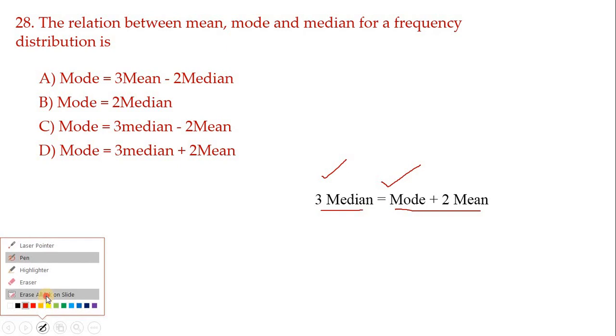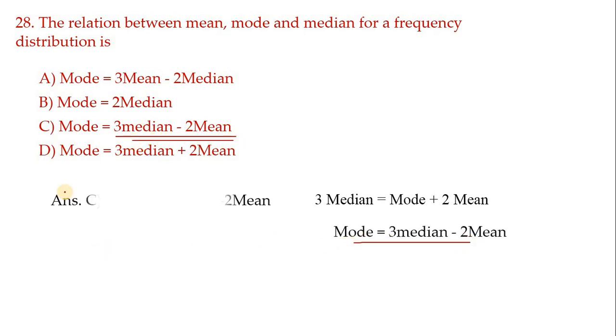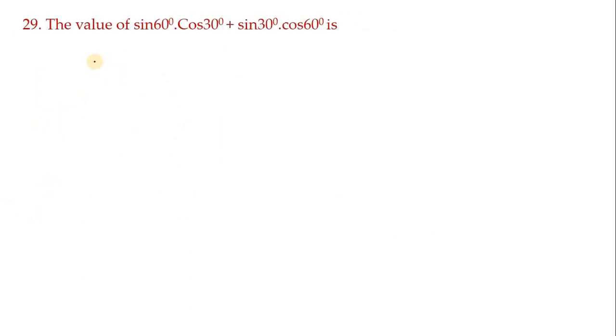Look at the left side of the given options. All are in the form of mode itself. So mode you keep as it is. Now along with mode, whichever term is there, you transfer that to this side. So now it will become minus 2 mean. Now 3 median minus 2 mean is here. Hence the correct option is C. So very important one. So definitely you will get this kind of question. Next let us move on to another one.